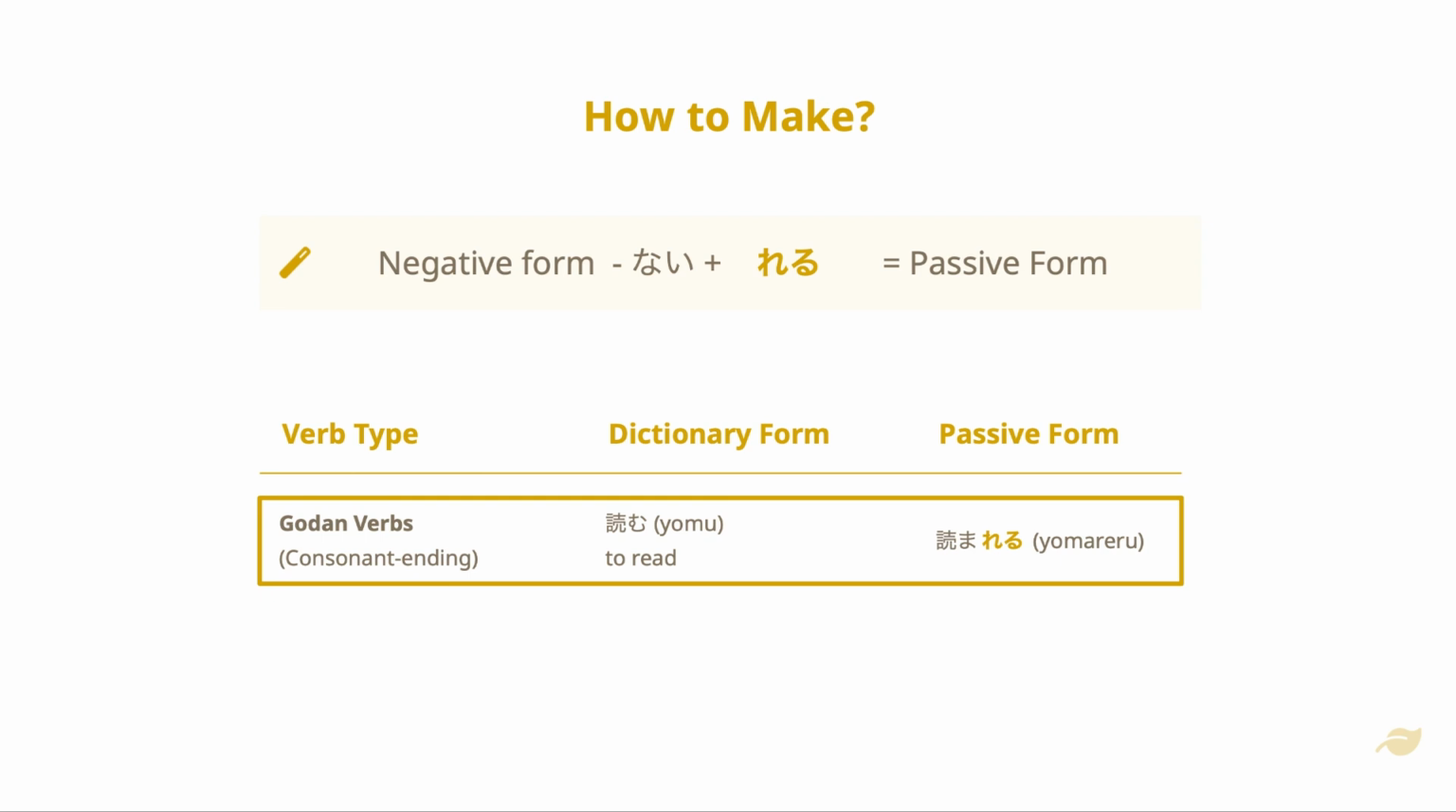And for Godan verbs, to make the passive form, we need the negative form minus ない plus れる. So for example, the negative form of 読む is 読まない. So 読まない minus ない is 読ま, and add れる. So 読まれる. 読まれる is the passive form of 読む, to read.